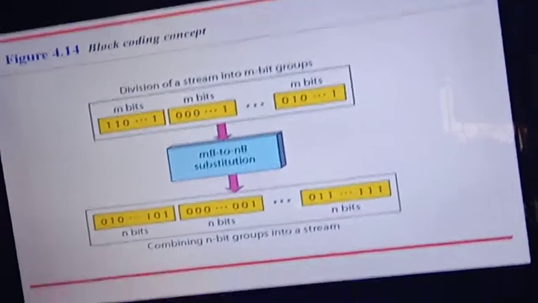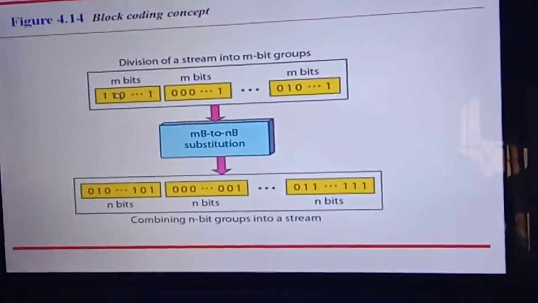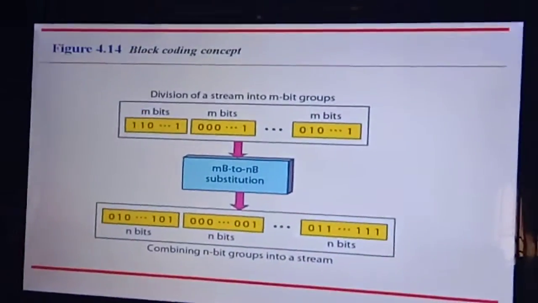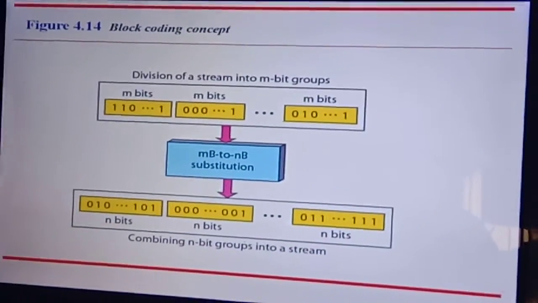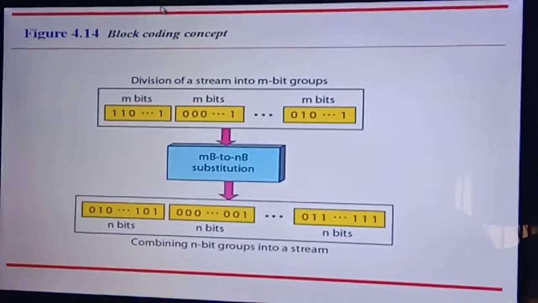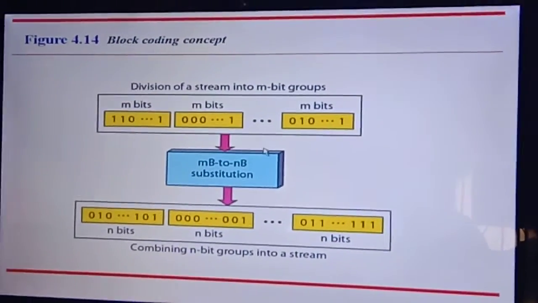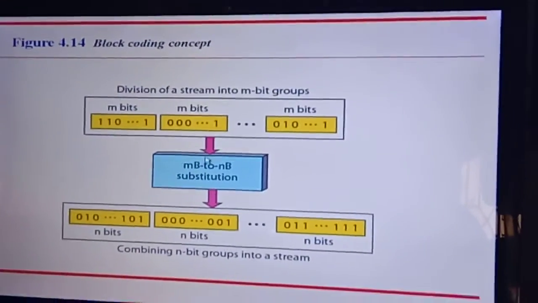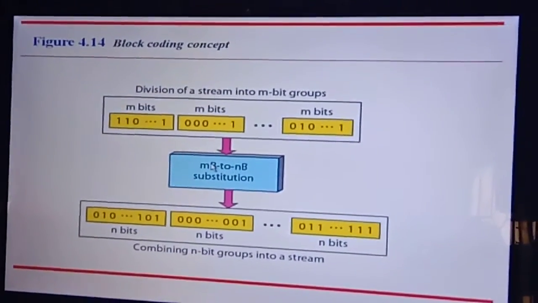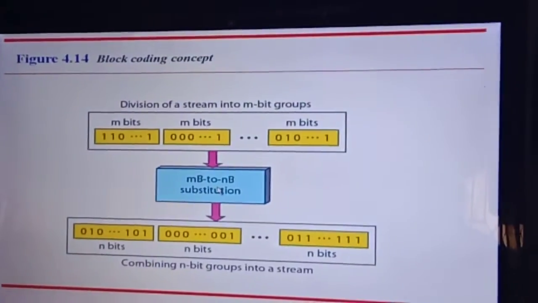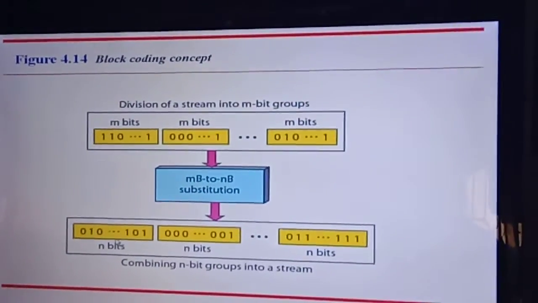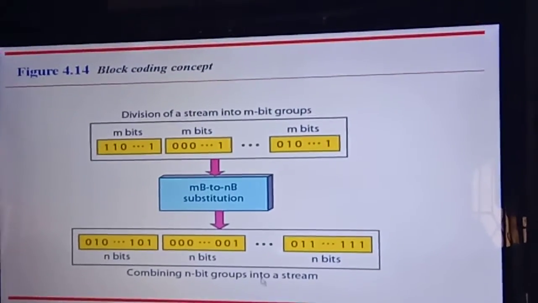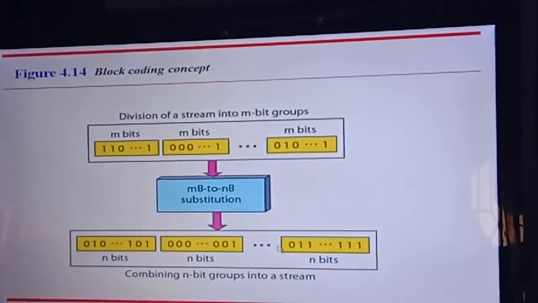Division of a stream into m-bit groups: the data stream is divided into partitions, either 8-bit or 16-bit partitions. At maximum we are considering 16 bits. So we replace those with, for example, 4-bit groups. Here we consider a substitutor that takes the m-bit input, adds the redundant bits, constructs an n-bit pattern, and then we combine the n-bit groups, reconstruct the data stream, and send it.